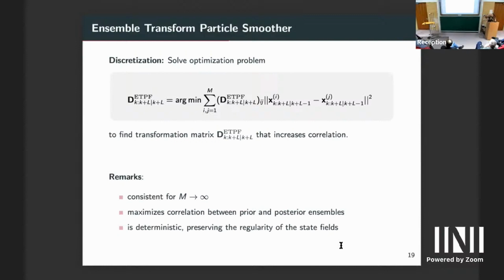And here's just one way to approximate it. You basically discretize the problem and solve this here. This is computationally not desirable at all, but bear with me. In theory, if the ensemble members go to infinity, you get the true transport map. So in theory, it gets you where you want to be.